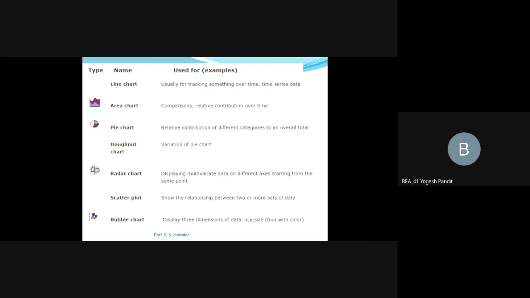These are some basic tools for graphs. Under graphs, a number of tools are available: pie charts, again doughnut chart, a variation of pie chart, radar charts, scatter plot, bubble charts.